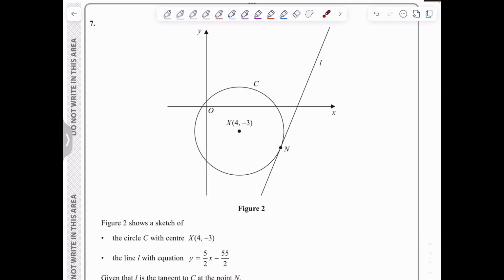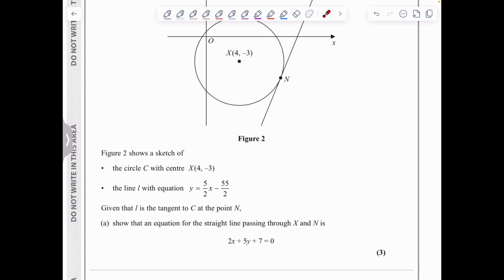In question 7, we've got the circle C centered at the point X, and we've got the straight line L having equation y is 5 over 2 x minus 55 over 2. This line L is a tangent to the circle at the point N, and we need to determine the equation of the straight line passing through XN. So if I quickly add the information on the diagram, this is the equation of the straight line L. We need to find the equation of the straight line passing through points X and N, and we know that the angle here should be a 90-degree angle because the tangent and the radius are at 90 degrees.